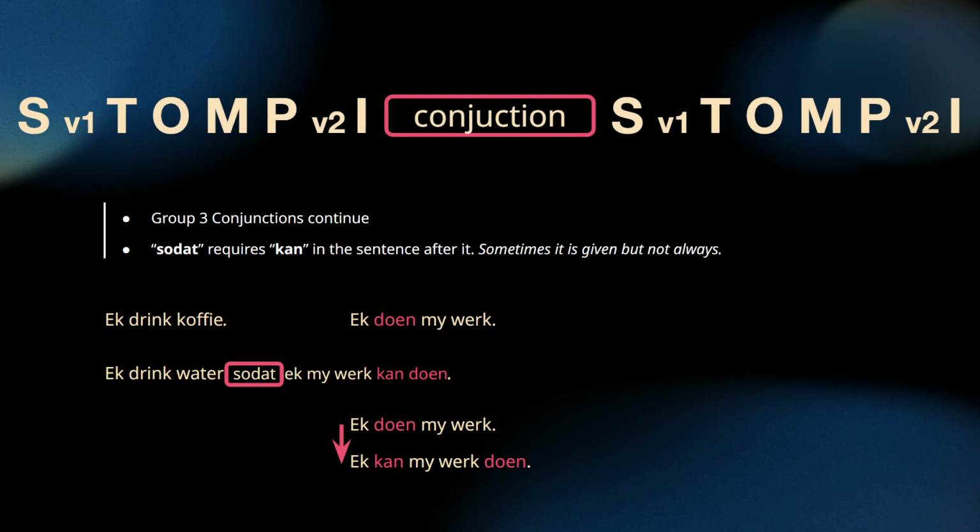Ek doen my werk was my original sentence. If I now need to insert that auxiliary verb kan, auxiliary verbs need to be written in the first verb position. So that's what I did. I put my auxiliary verb kan into the first verb position, moving doen to the second verb position because that's where all my excess verbs go. And then I apply the group 3 rule, sodat, kan, moving to verb 2 spot. But remembering the order in which my verbs go in the second verb position, first sal, then auxiliary verbs, and then main verbs. So because kan is an auxiliary verb, it is moved to verb 2, but it doesn't move past doen because doen is just a normal main verb.